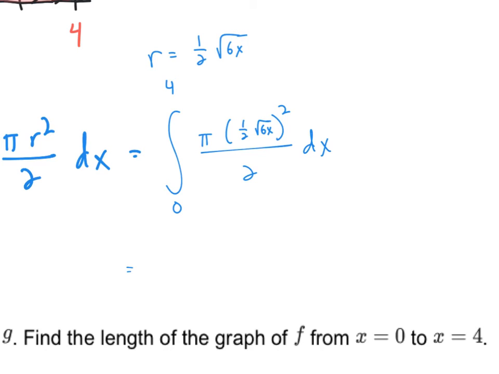Okay, I'll clean it up a little bit. So this will become a 1/4 when you square it. The square root will go away. And that'll just have a 6x. And so we'll have, on the outside, a half times 6, and then that pi can come out over 2. And this will just be the integral. Okay, so hopefully you see, oh, and that should be a 1/4.